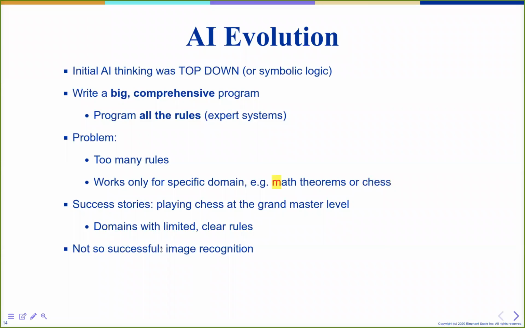But imagine I do something like cat versus dog. I'm showing a picture and asking, is it a cat or is it a dog? This approach is not going to work, because if I ask you to write code to distinguish cat versus dog, where would you even begin? You know what I mean? It's very hard to do, as it turns out.